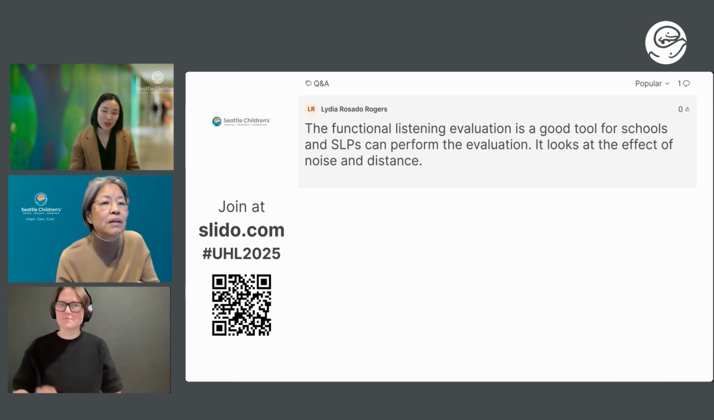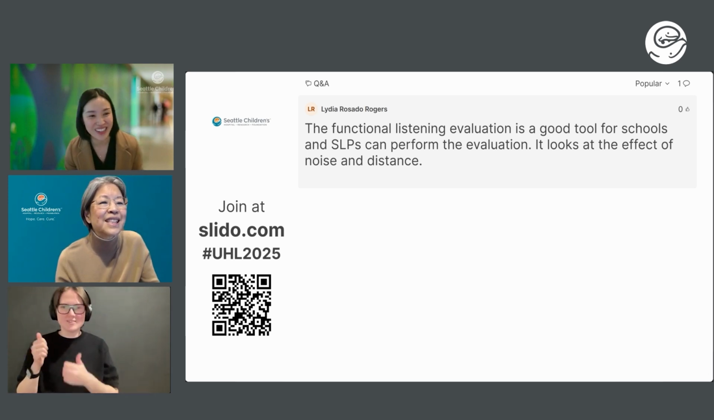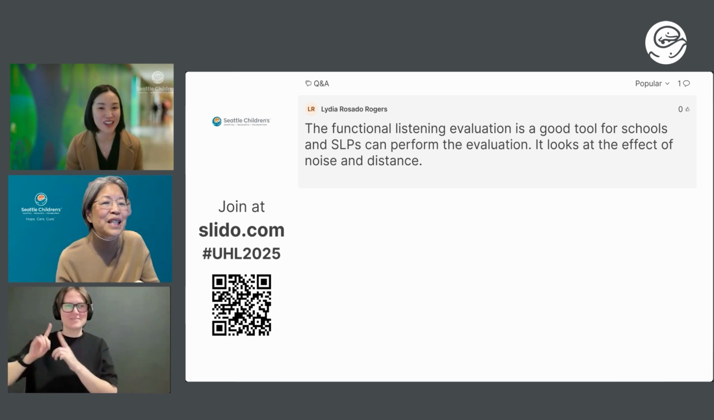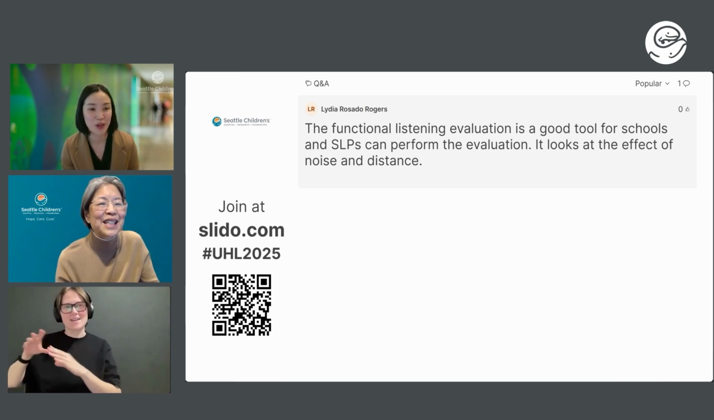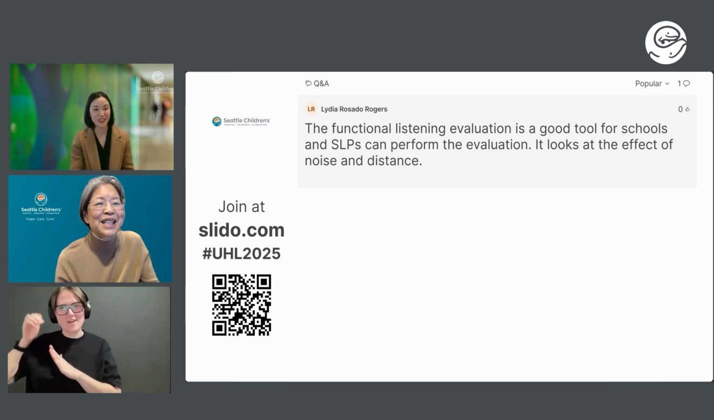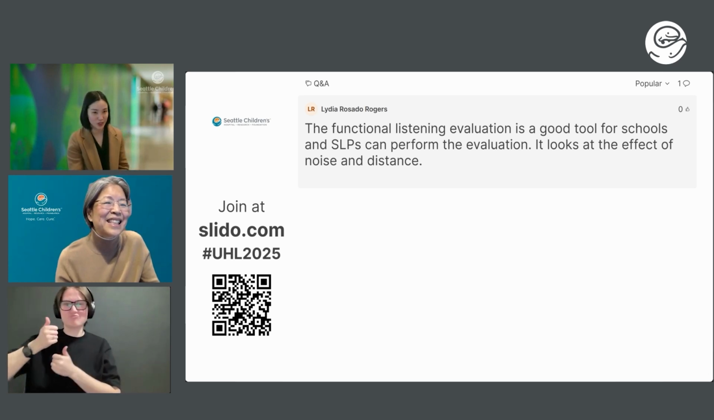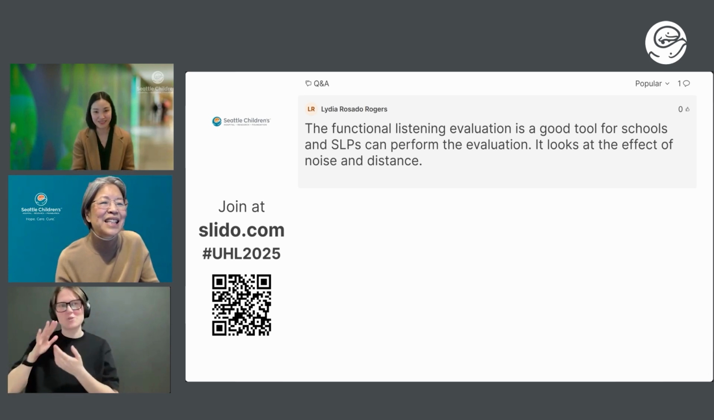Thank you, Lydia. I did want to point out that Dr. Rogers spearheaded this study back when she was here at Seattle Children's, and I inherited it from her. She is an excellent audiologist and one of the original PIs of the study. So thank you so much, Dr. Rogers, for your contribution and your study design.